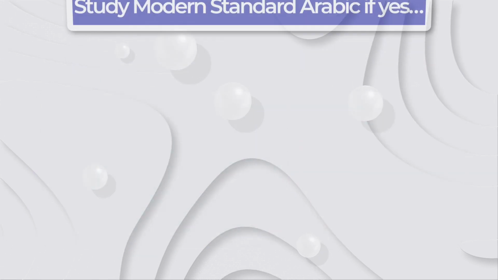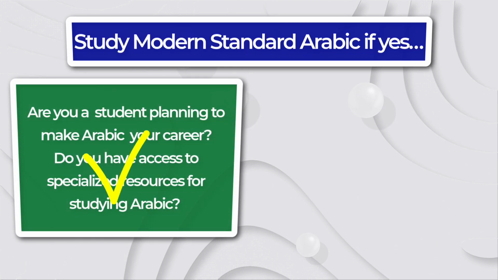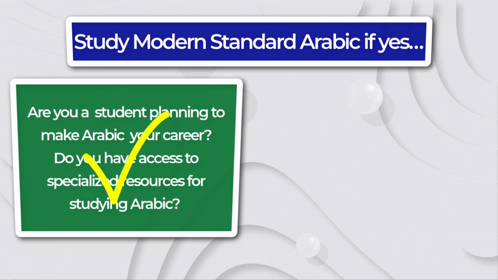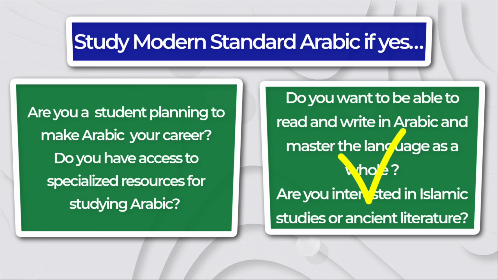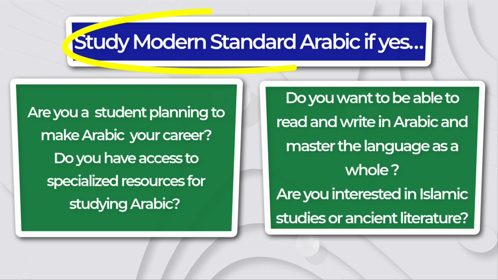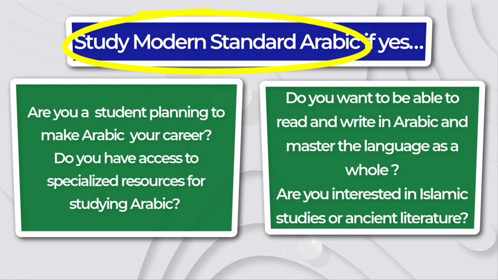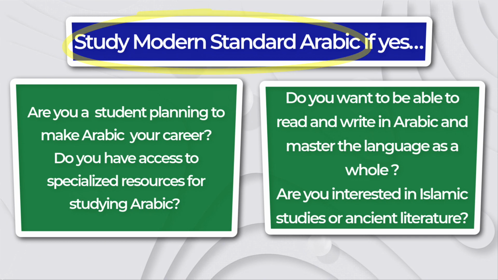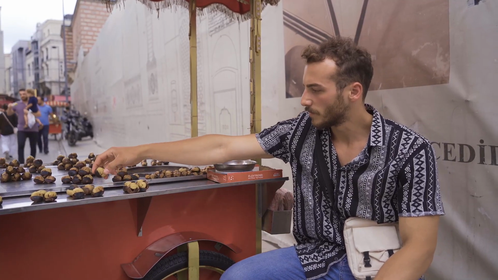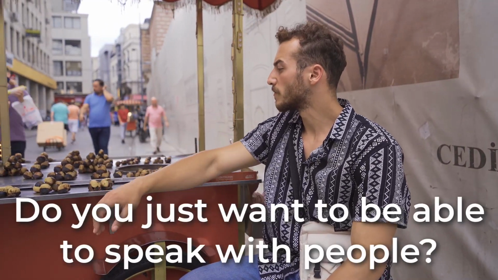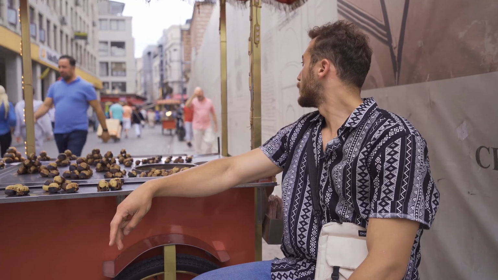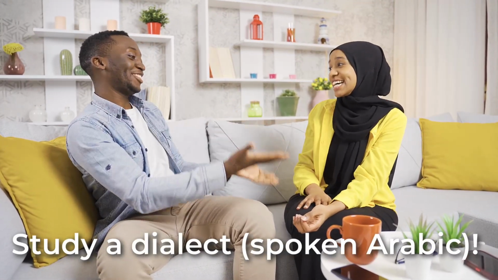If you are intending to make Arabic your career and you have access to specialized instruction through university programs, courses, textbooks, or tutors, and your desire is to really be able to read and write and have a wide range of skills in Arabic, then Modern Standard Arabic should form the baseline of your studies. And as you progress, or alongside of Modern Standard Arabic, you can add in additional elements like a dialect. On the other hand, if you're not as interested in developing such a full range of skills in Arabic, and what you really want is the practical ability to speak and communicate with people, then dialect is going to be the best starting place for you.